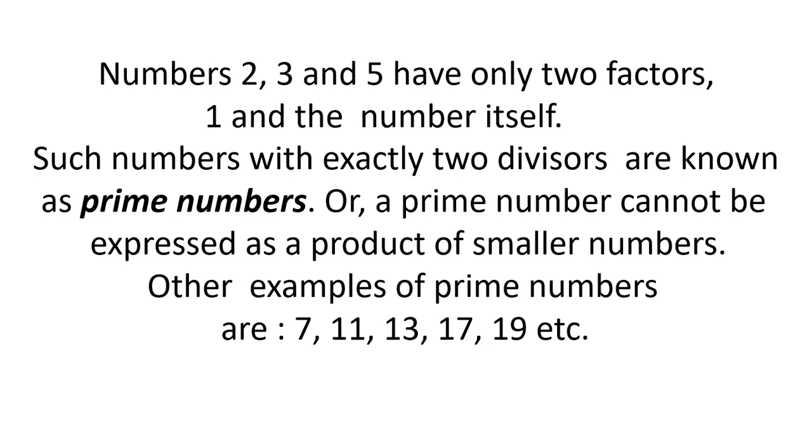Such numbers with exactly two divisors or two factors are known as prime numbers. Or a prime number cannot be expressed as a product of smaller numbers. Other examples of prime numbers are 7, 11, 13, 17, 19, and so on.